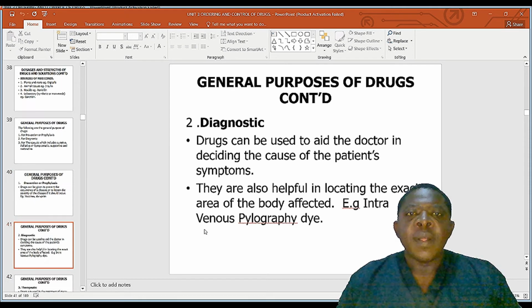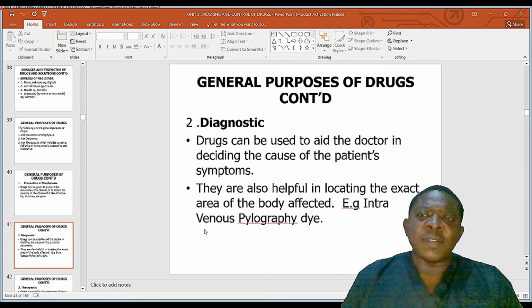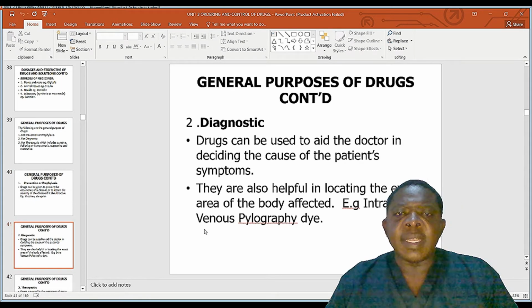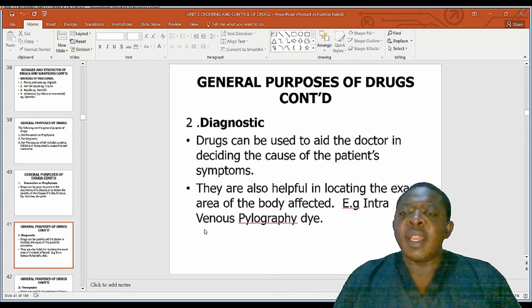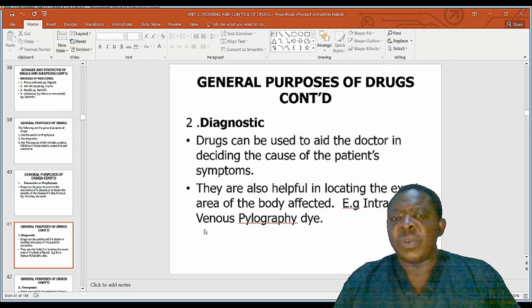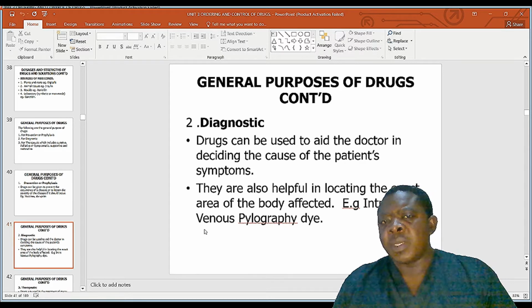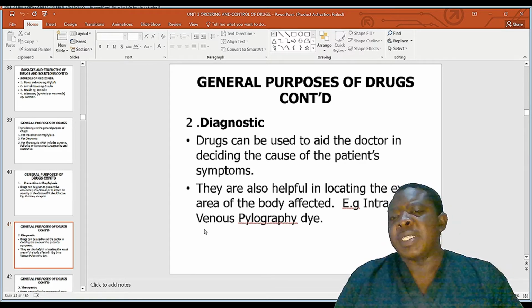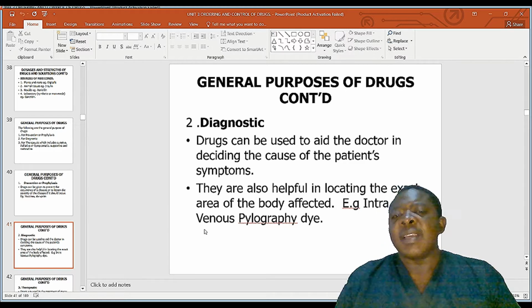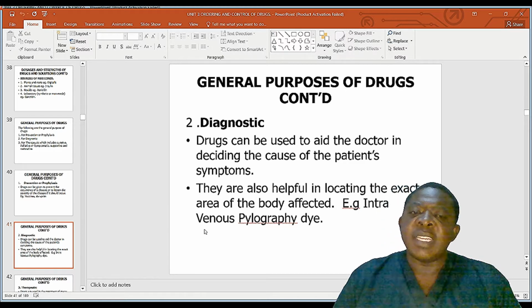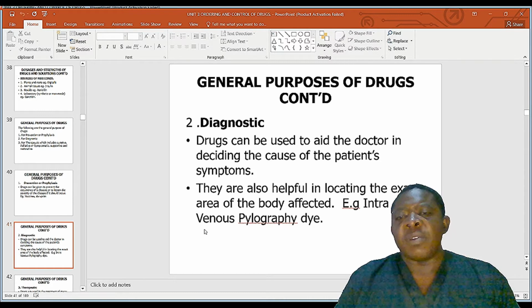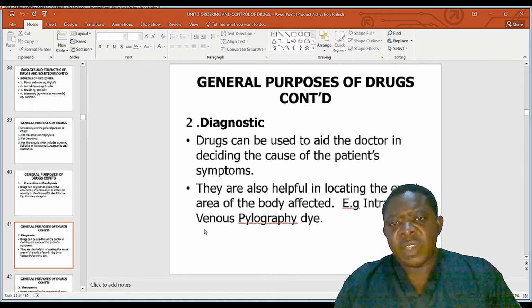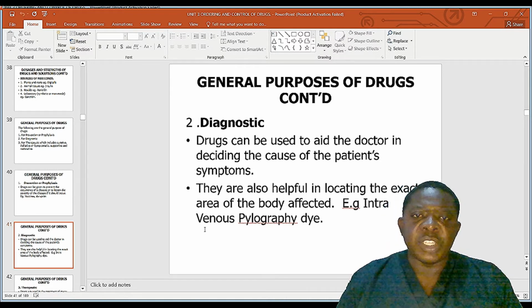Then the general purpose of drugs, I'm talking about diagnostic. Here, drugs can be used to aid the doctor in deciding the cause of the patient's symptoms. They are also helpful in locating the exact area of the body affected. An example I can give is intravenous pyelography. A dye is used for this procedure.